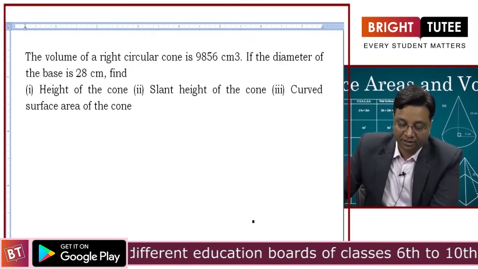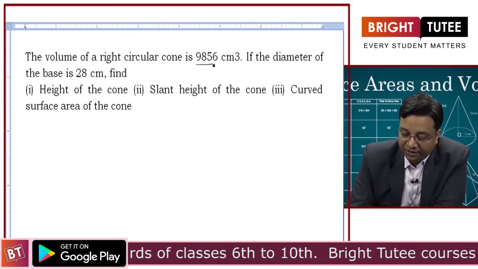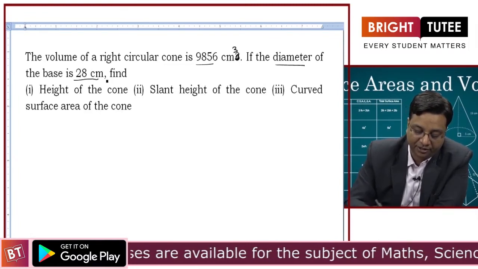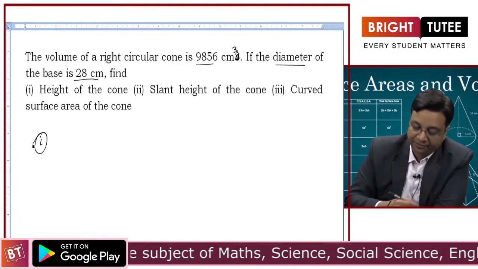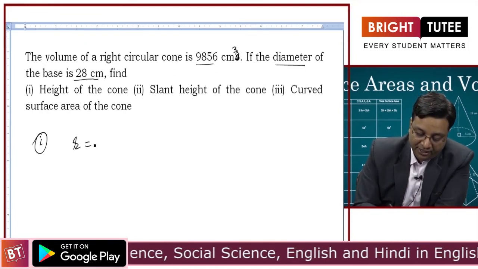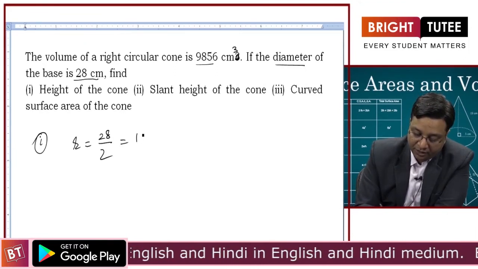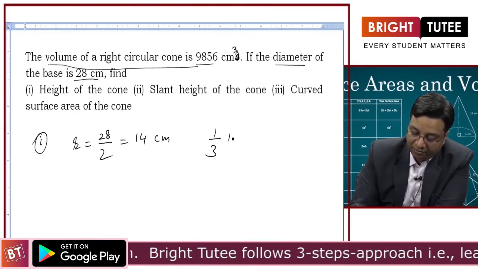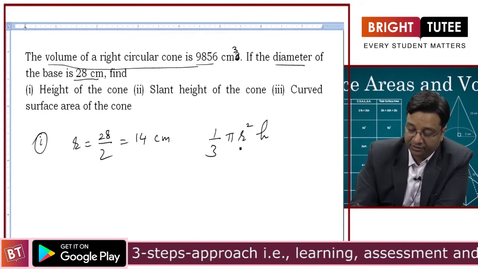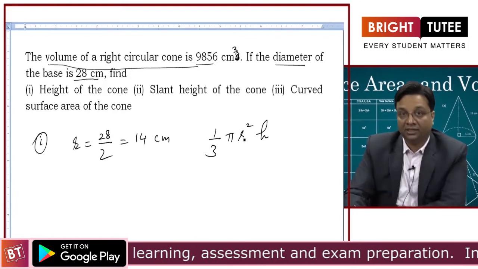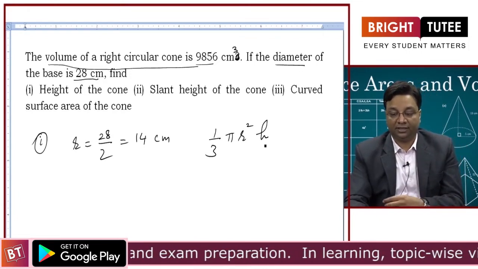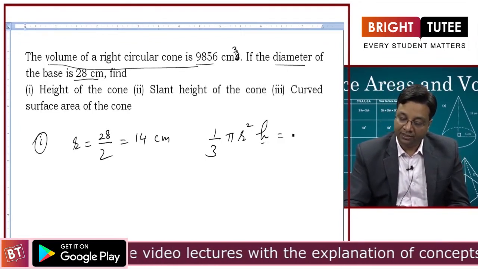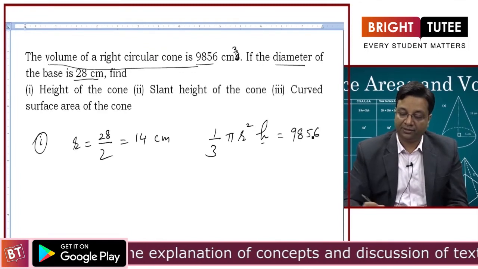The volume of a right circular cone is 9856 centimeter cubes. If the diameter of the base is 28 centimeter, find. So the first part, diameter of the base is given. So the base radius will be half of this diameter, that is 14 centimeter. Volume is given, so 1 by 3 pi radius square into height. When I say radius square, I am giving you an idea that small r is the radius, and when I say height h, it means I have assumed height as h, and it is given as 9856 centimeter cubes.